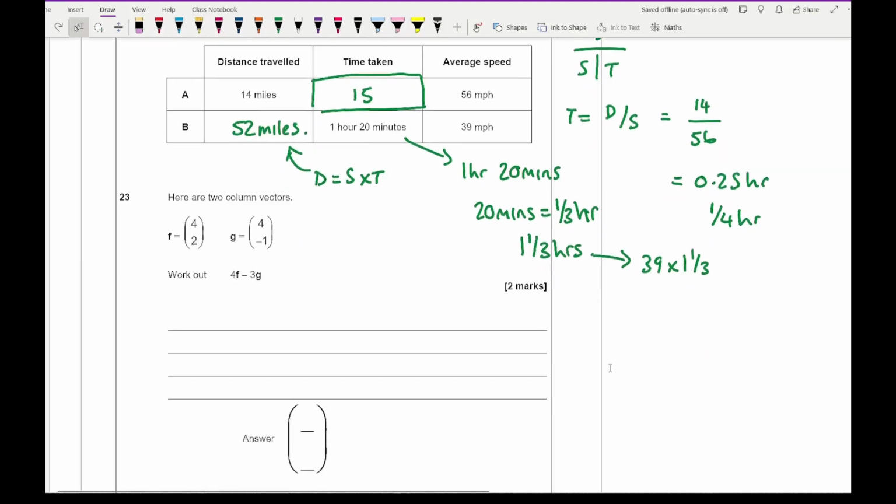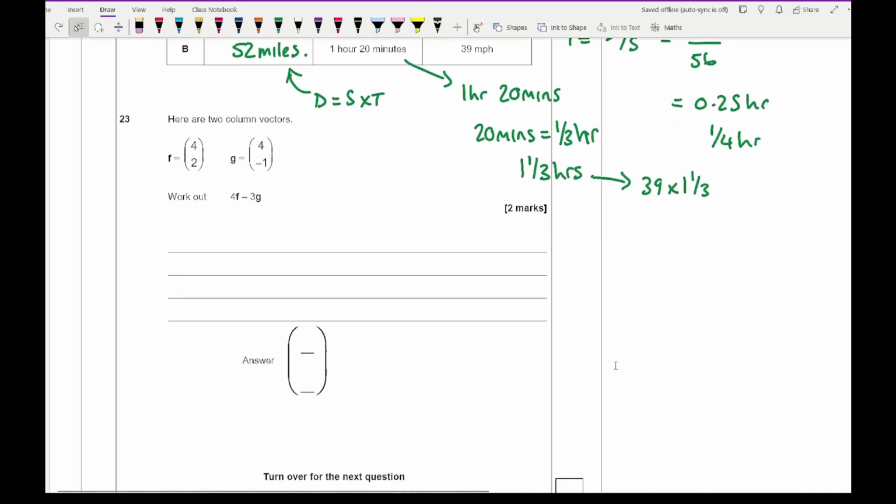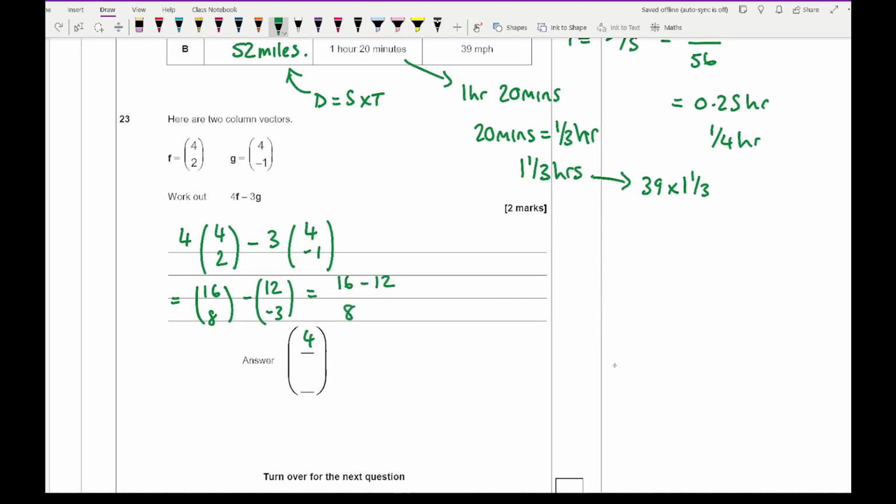Then moving on to question 23, it says here is a column vector and we want to work out 4f minus 3g. Well, 4f is going to be 4 lots of f minus 3 lots of g. So if we work this out, we get 4 times 4, which is 16, 4 times 2, which is 8. I'm taking that away from 3 times 4, which is 12, and 3 times minus 1, which is minus 3. So here then I've got 16 take away 12, which is 4, and 8 minus minus 3 is positive 11. So my final answer then is (4, 11).